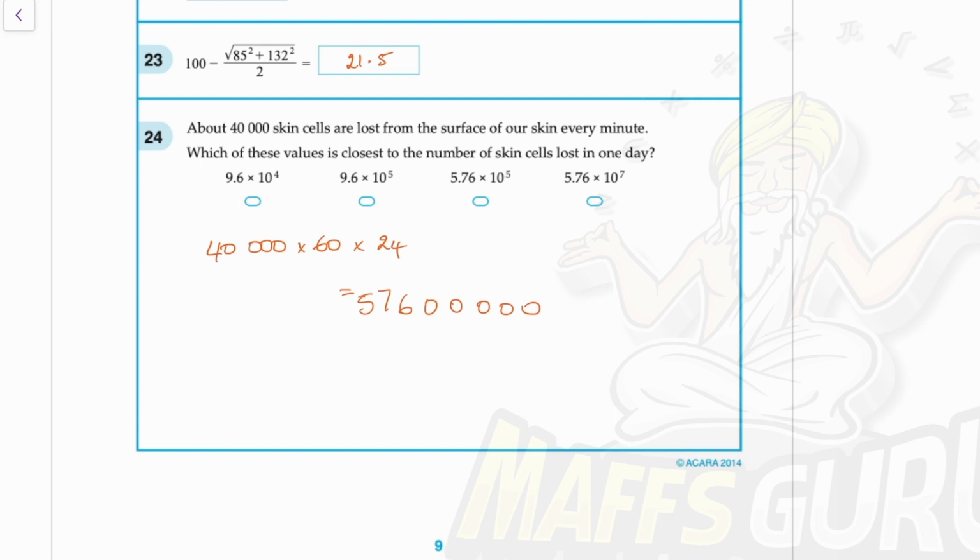Now, when we're doing standard form, of which this is, I'm going to go 1, 2, 3, 4, 5, 6, 7. So 7 places is times 10 to the 7, and the decimal point falls between the 5 and the 7. So 5.76 times 10 to the 7 will give me this value here.